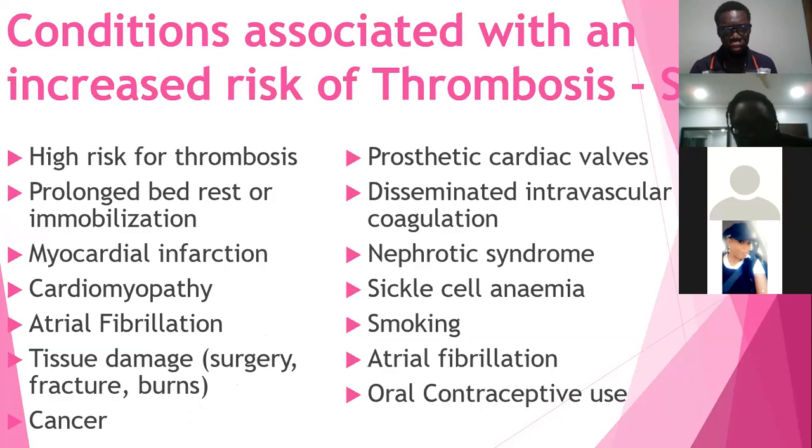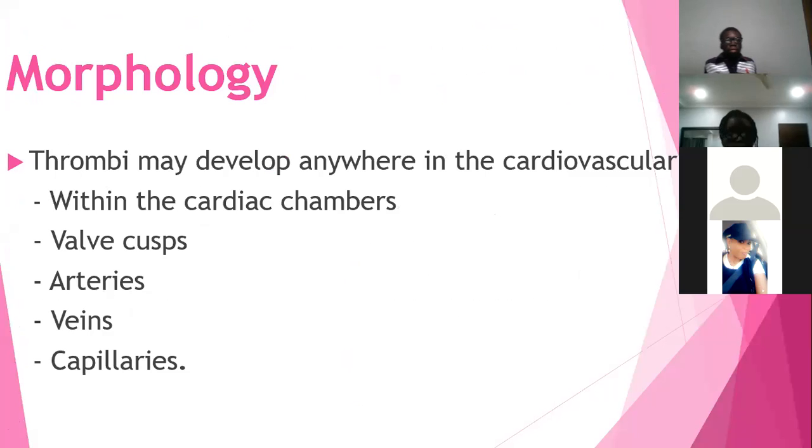So I have a list of things that are associated with an increased risk of thrombosis. And you can see that oral contraceptive use, smoking, prolonged bed rest, they are all increased risk of thrombosis. So morphologically, the clots can form anywhere. It can form within the arteries, the veins, the capillaries, within the heart.